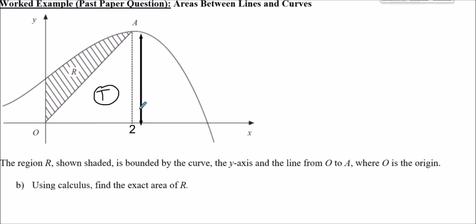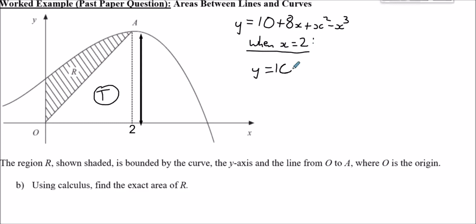So we know the function itself. We know that the function of x was y equals 10 plus 8x plus x squared minus x cubed. So we can work out the height of this triangle by substituting in when x is equal to 2. So when x is 2, y is going to be 10, 8x would be 16, x squared would be 2 squared, which is 4, x cubed would be 8.